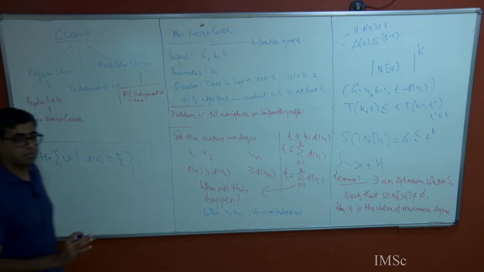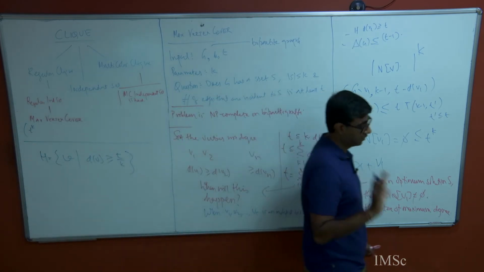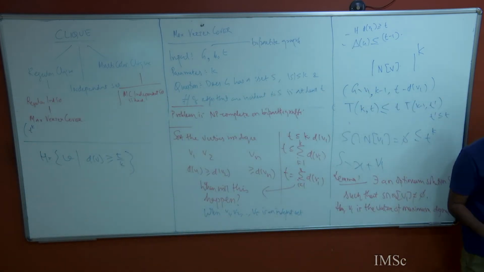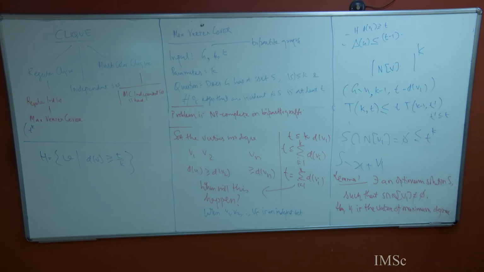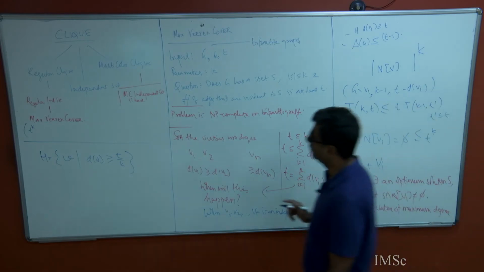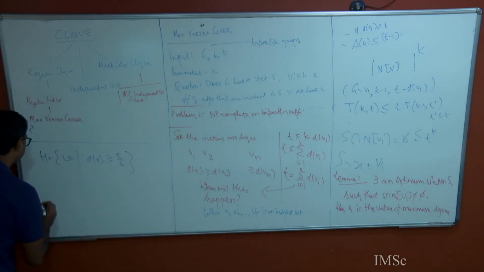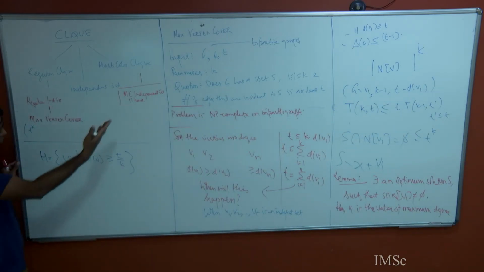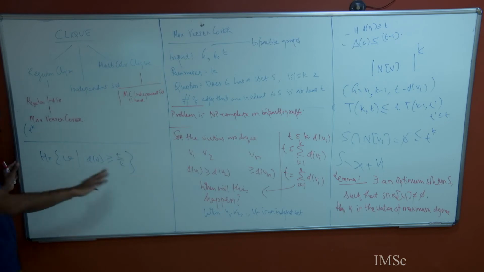So any optimum solution's intersection with H must be non-empty. If there exists a solution, a set of k vertices that covers at least t edges, then that set must intersect with my high degree vertices. Do you agree? Okay. So what is the meaning of this? This is true about general graphs, not just bipartite graphs. It is true about any general graph.